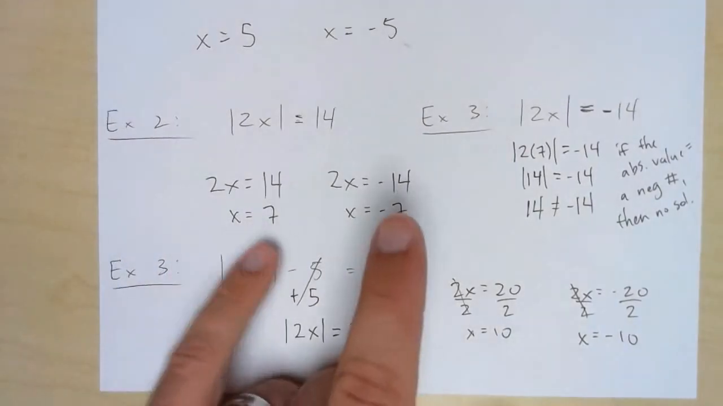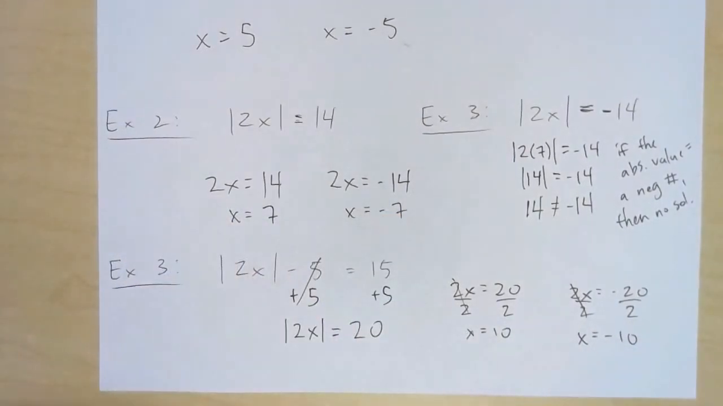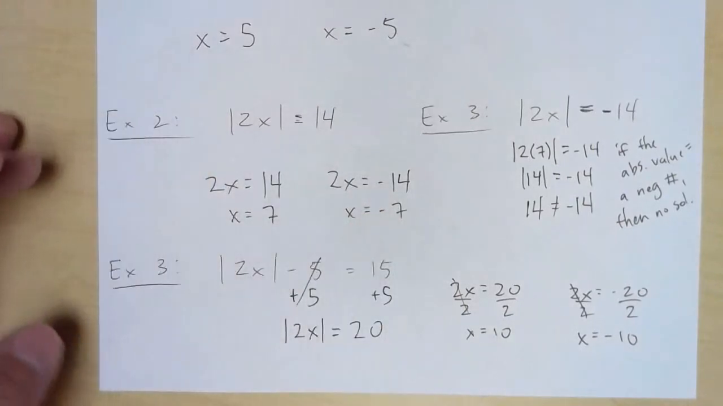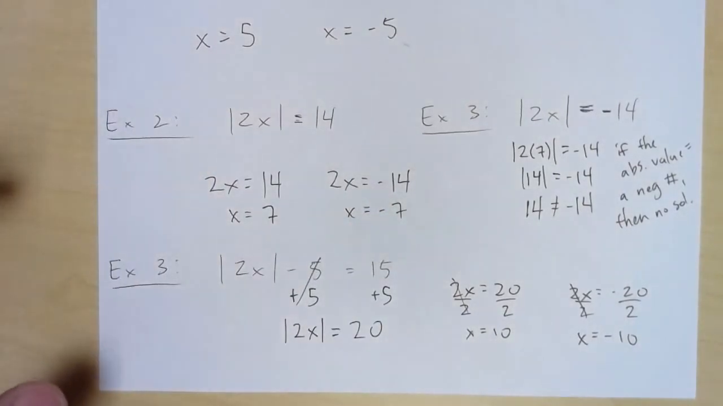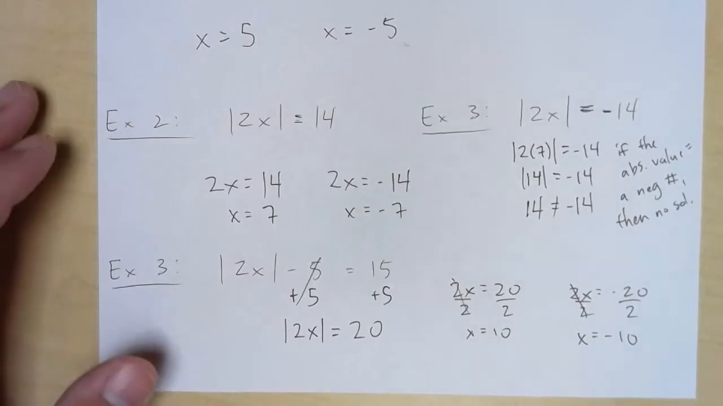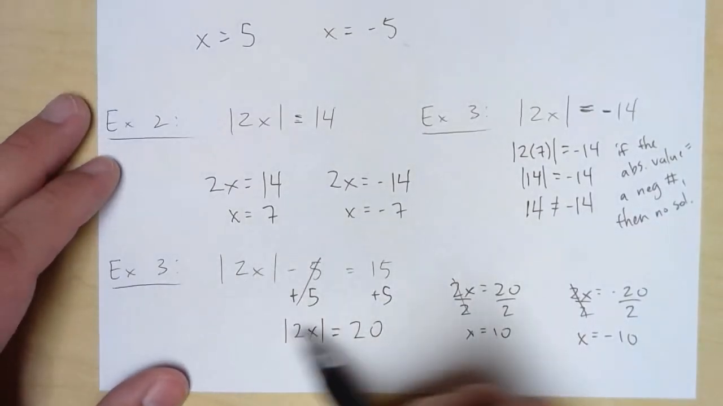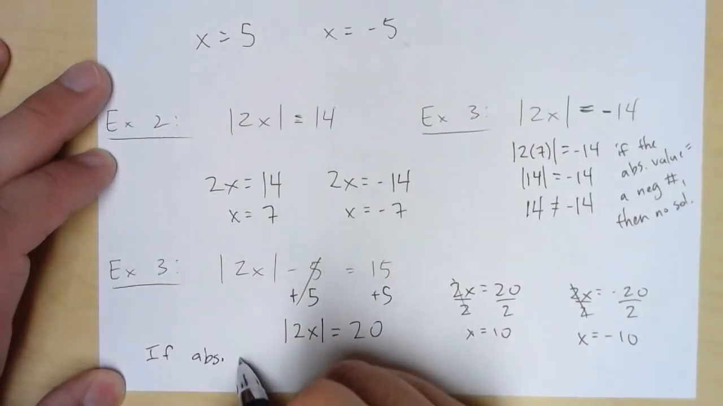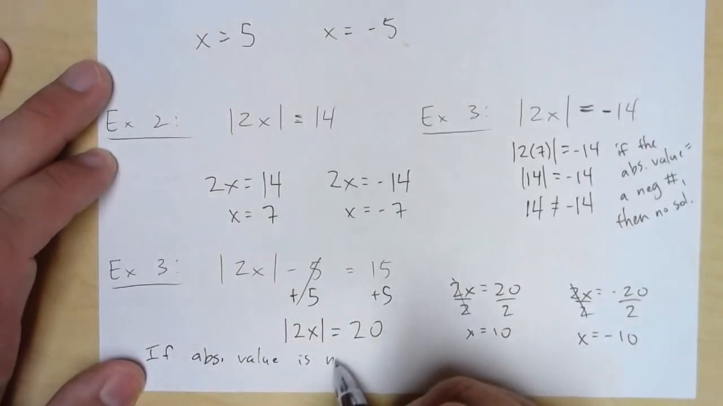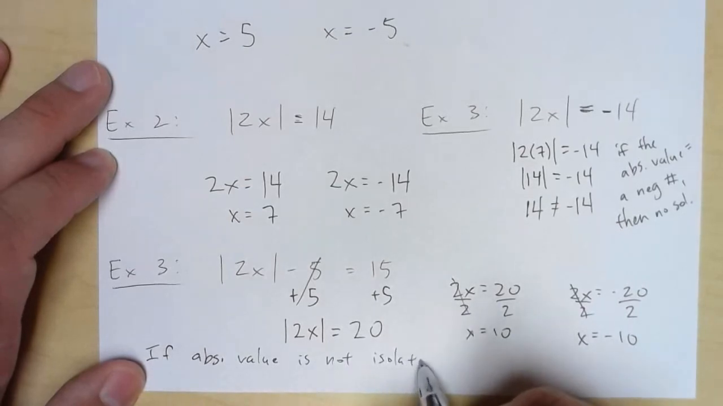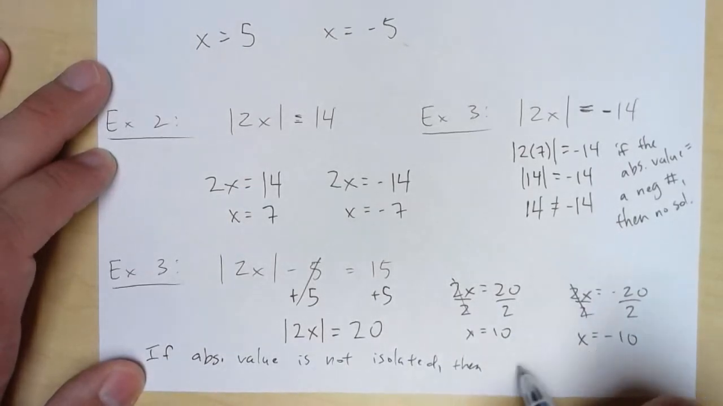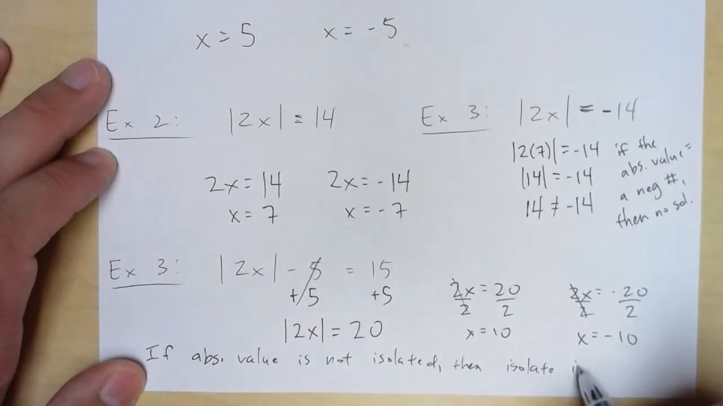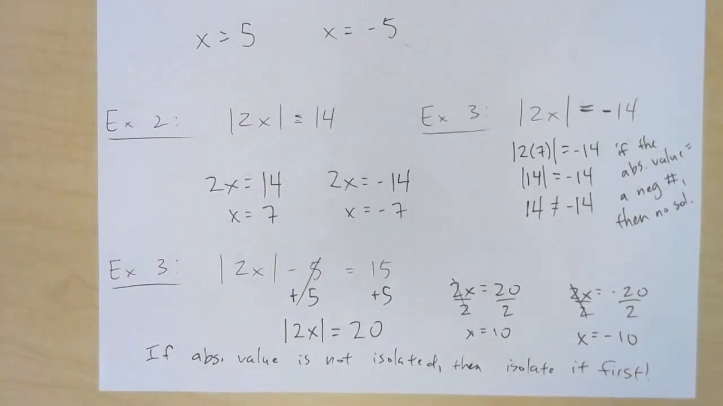And sometimes this will happen. You'll have the same value, they're very similar. One's got a positive sign and one's got a negative sign. But it's not always going to happen. So we're going to work some more problems when you get your practice papers, so make sure you grab that thing. We'll work some of these together. But here's the scoop. If the absolute value is not isolated, then isolate it first. Alright, if there's anything you didn't get, make sure you go back and look at that part of the notes or listen to what I'm saying.